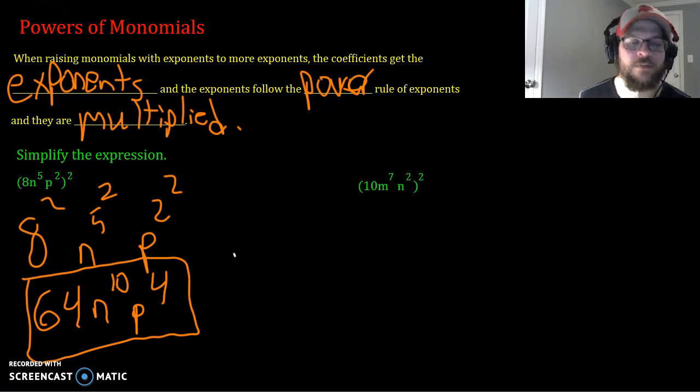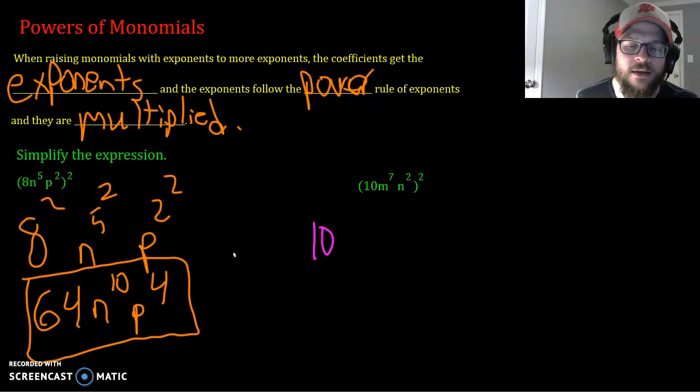And there are no other like terms that you can combine. There's no negatives that you need to move to the denominator. That expression is simplified. Same thing with the second one. 10m to the seventh n squared is all inside the set of parentheses. And then you have a 2 squared on the outside.